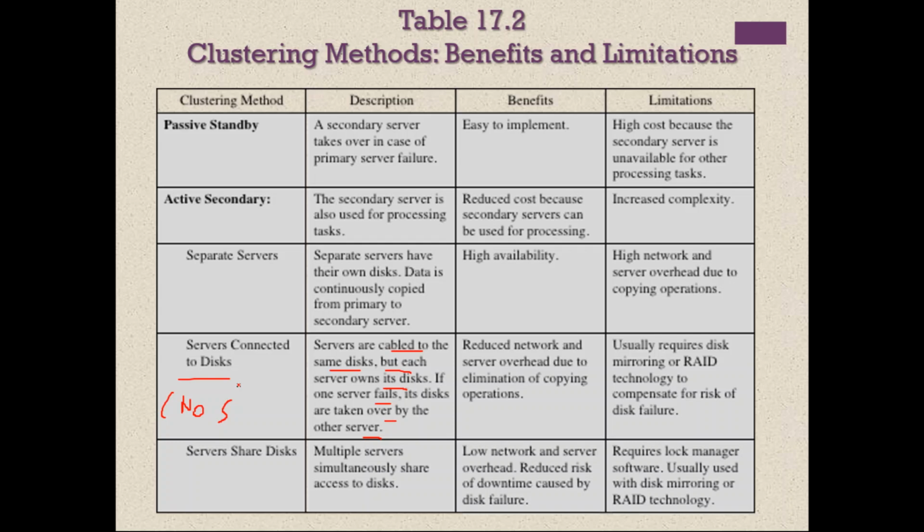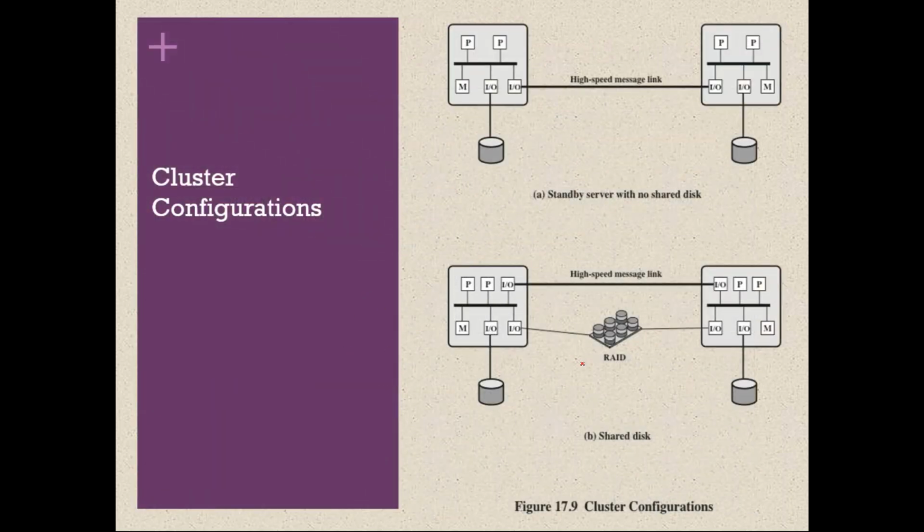It is only connected, but there is no sharing. These terms you should understand clearly. Two servers, both the servers are cabled to the same disk. Cable means they are just connected, but they are not sharing anything. Each server will also have its own disks. If one of the servers fails, then the other server will take over the first server. So here you can see it is nothing but this model. The servers are cabled to the same disks, that is nothing but RAID, but each server has its own disks.